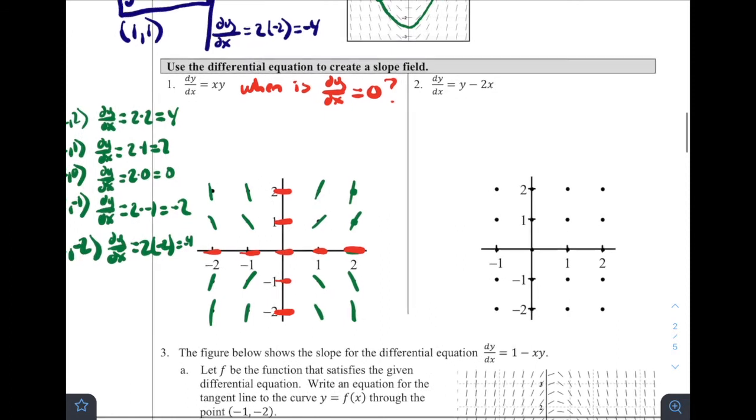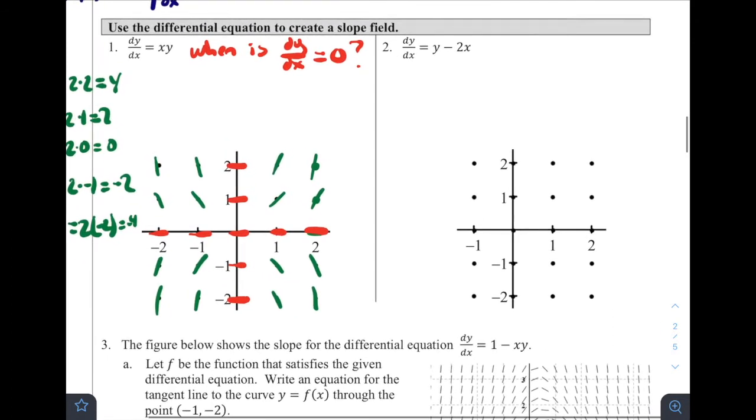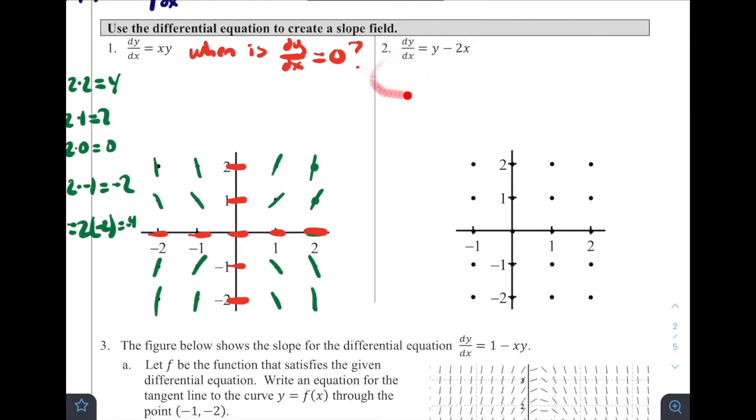Number 2, we've got a different equation. We've got dy/dx is equal to y minus 2x. Again, in this case, it looks like I've got 1, 2, 3, 4 across, and 1, 2, 3, 4, 5 going down. So I've got 20 spots on this graph that I'm going to need to fill in with my slopes, right? Like with these little slope tick marks.